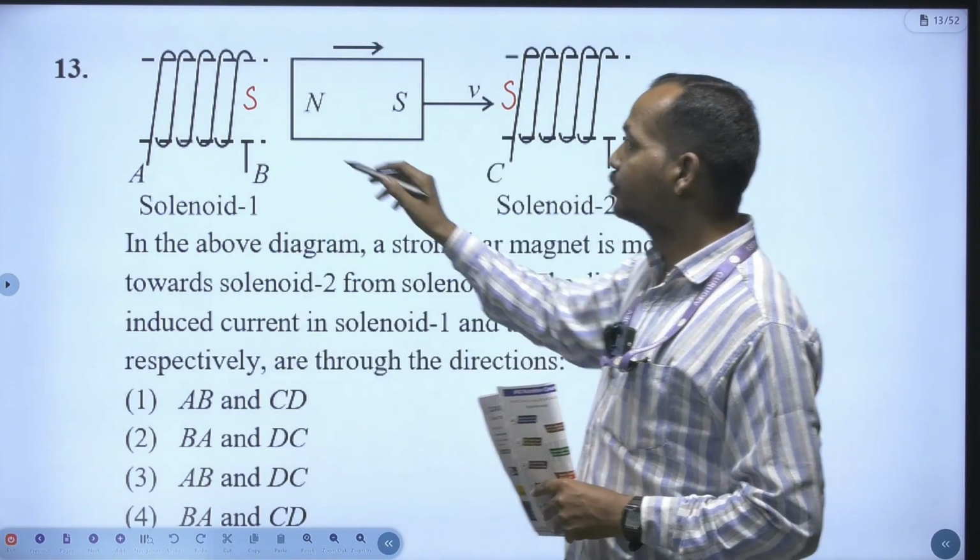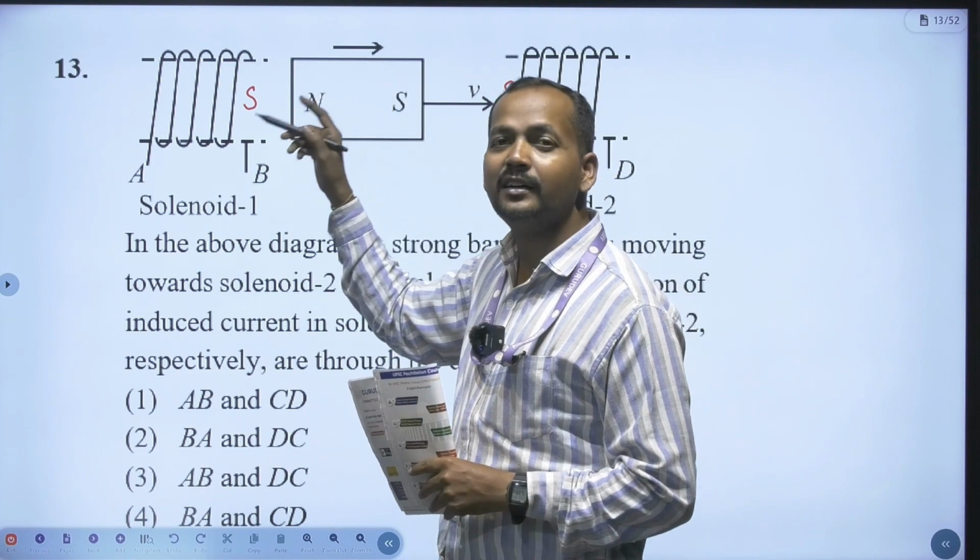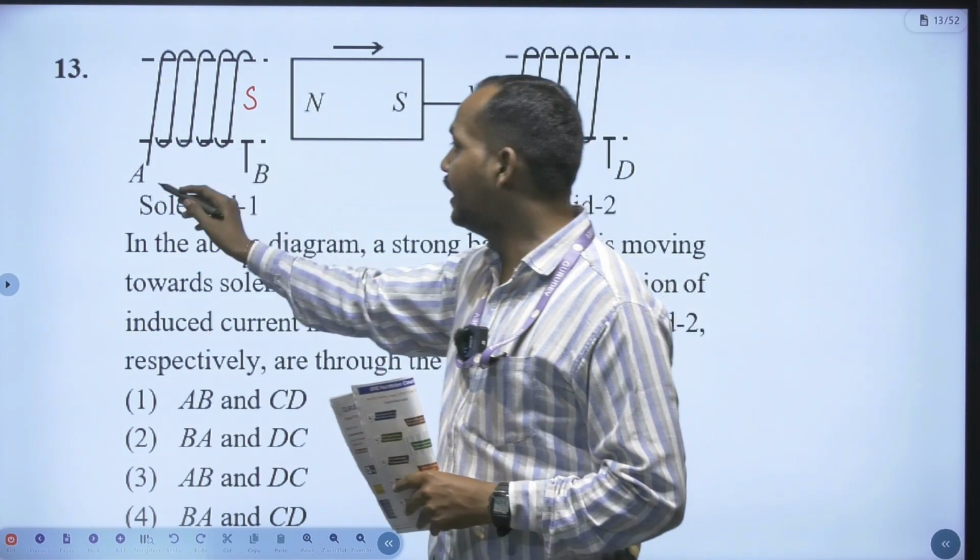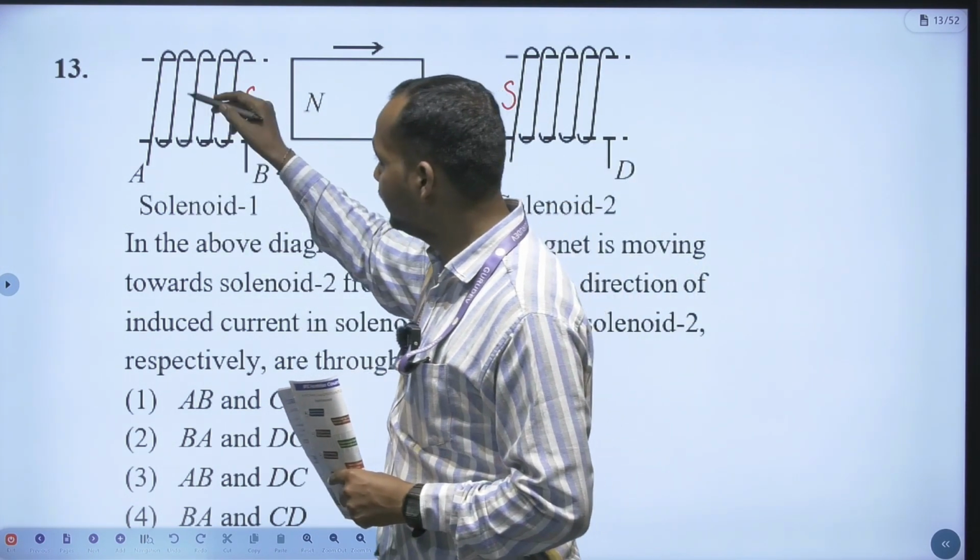Based on that, since it is moving away, the current will be moving from A to B. So here the current will be like this.